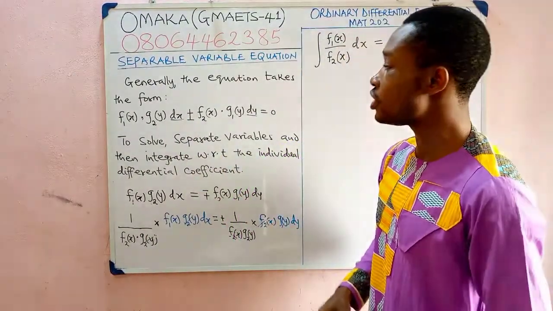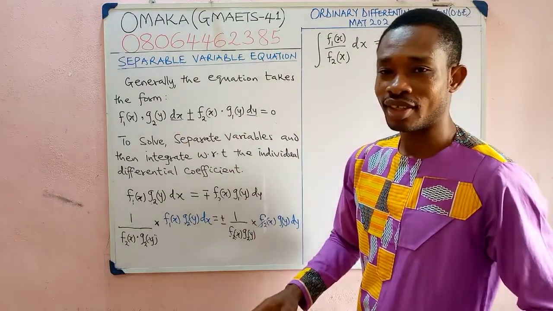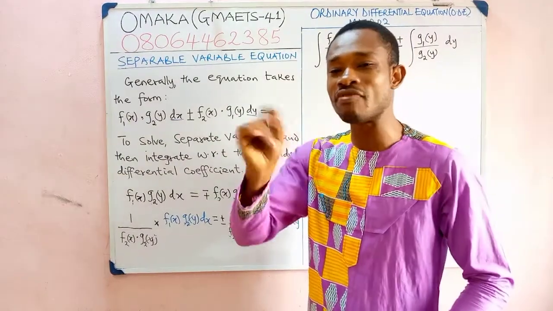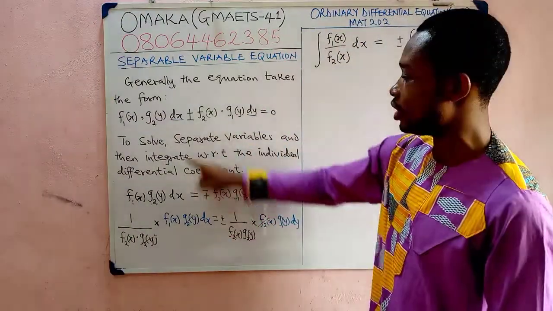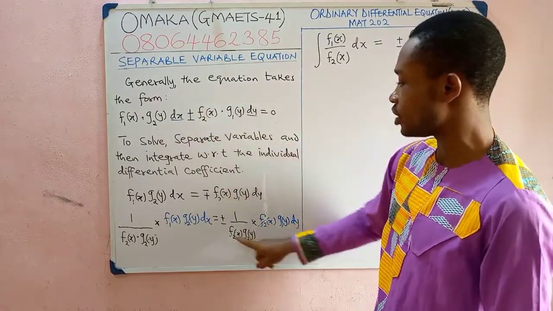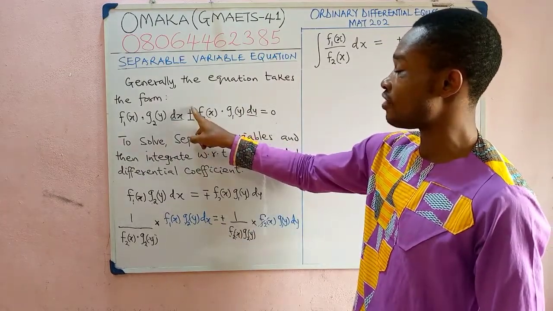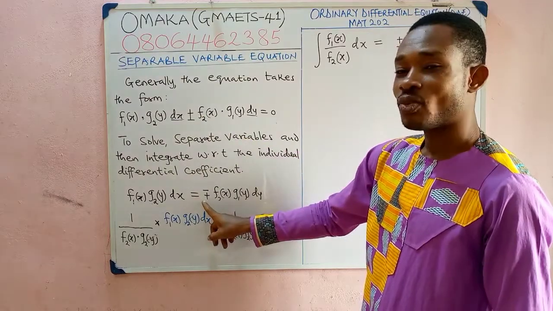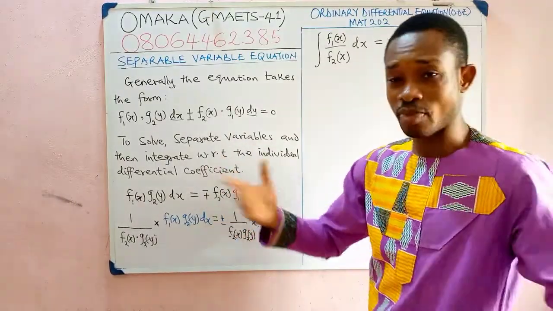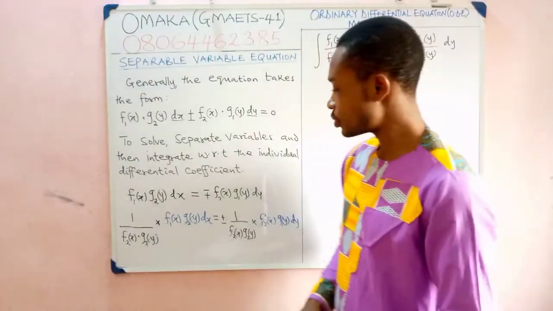Now what do you do? You're going to find a way to separate them. Since they are being multiplied, to separate, you have to divide by something. For example, after transferring this function to the right hand side, you have this. You see, this sign can either be plus or minus. Once it crosses, it will change sign. That's why I have minus or plus, as the case might be when the problem is given to you.